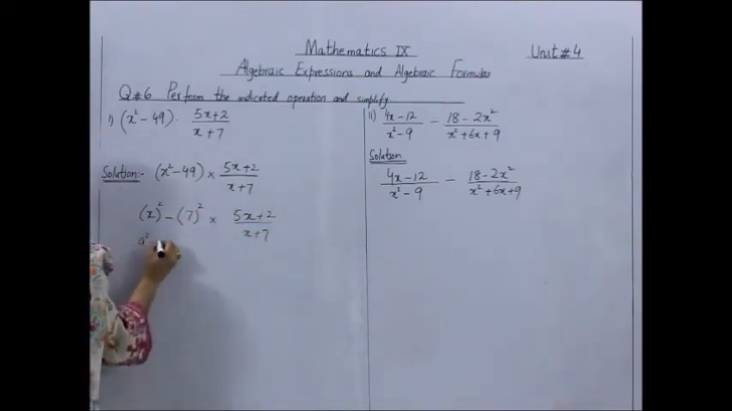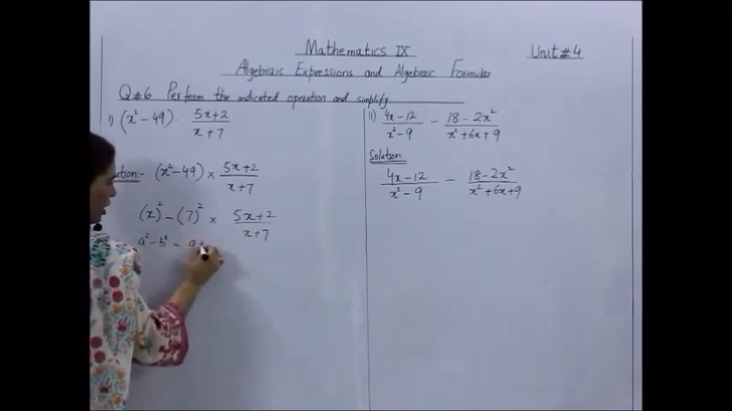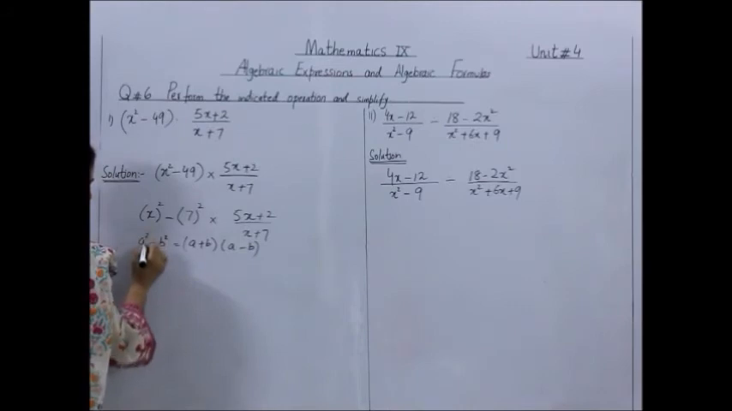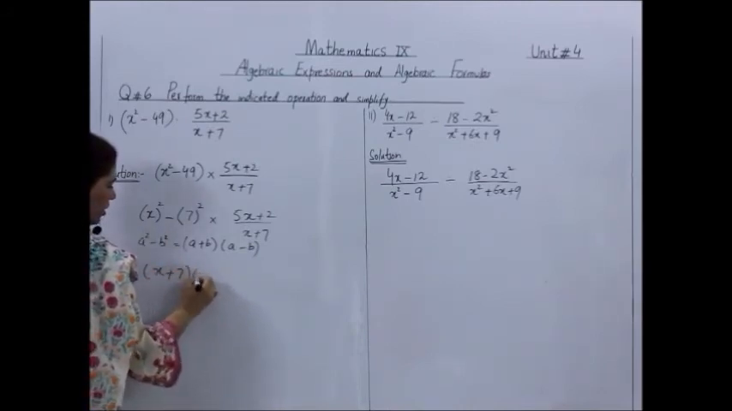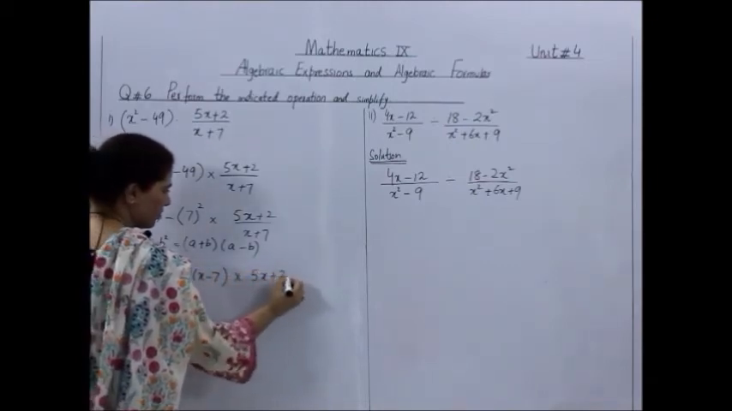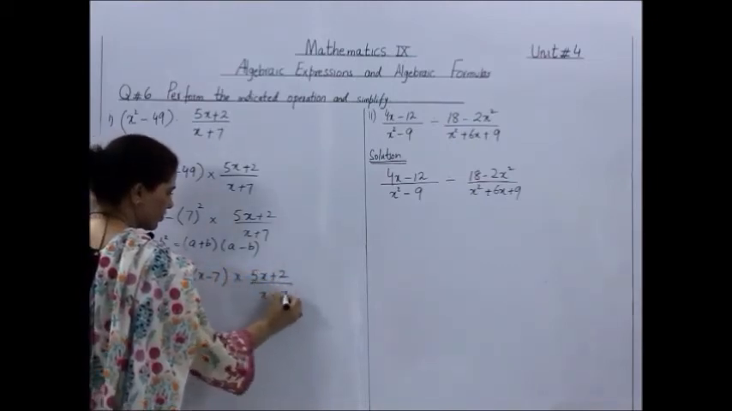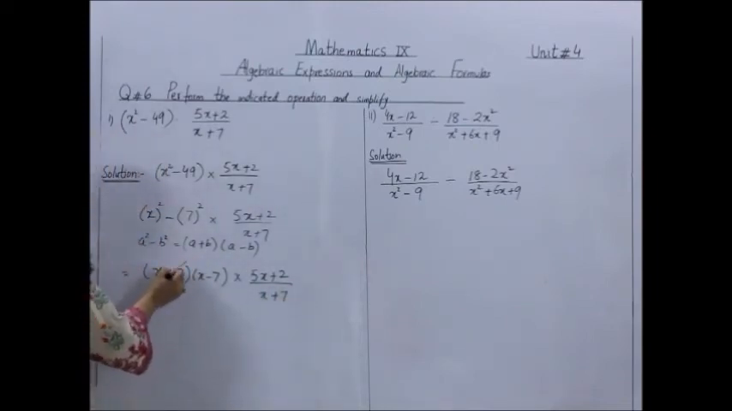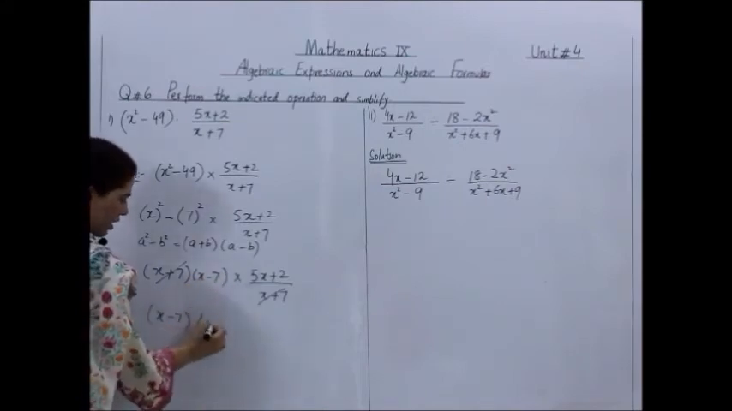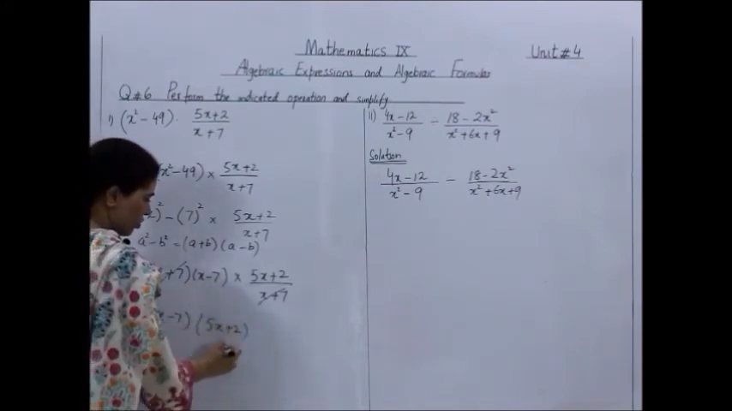Applying the formula a square minus b square, which is equal to a plus b, a minus b, this will become x plus 7, x minus 7. Okay. Cancel x plus 7. You will be left with x minus 7 and 5x plus 2.